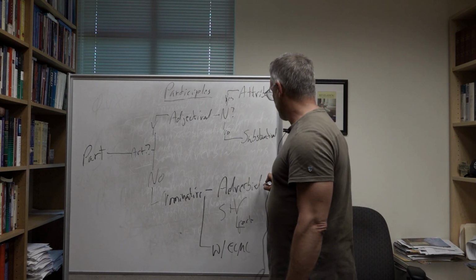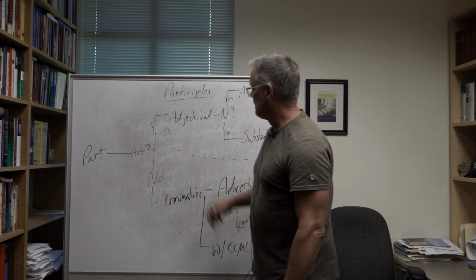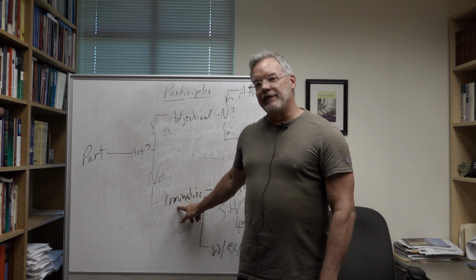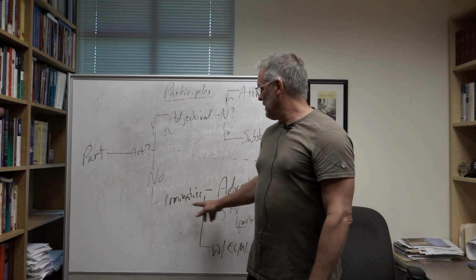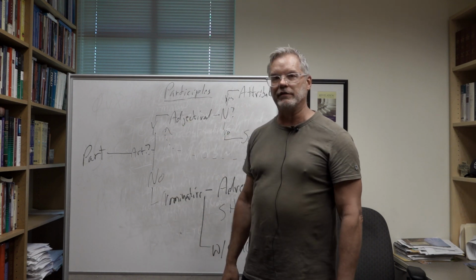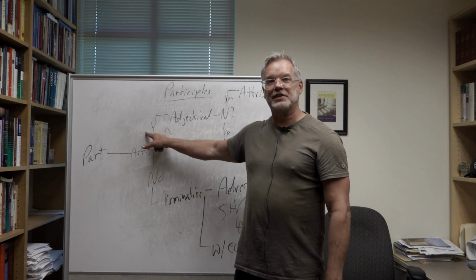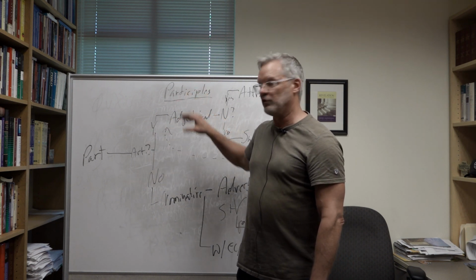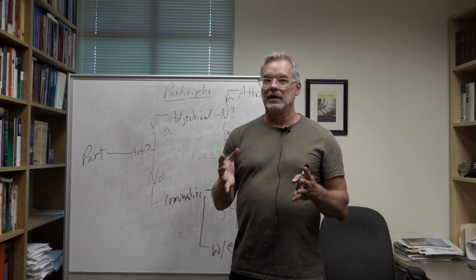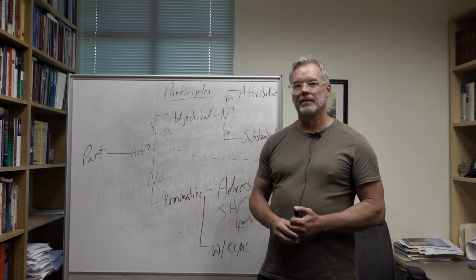Now, I have a dotted line because, especially if it's not in the nominative case, it's still possible for participles without articles to be adjectival. So notice what I've done. If it has the article, it's automatically adjectival. Without the article, that's not a guarantee that it's adjectival. It highly likely is if it's in the nominative case.